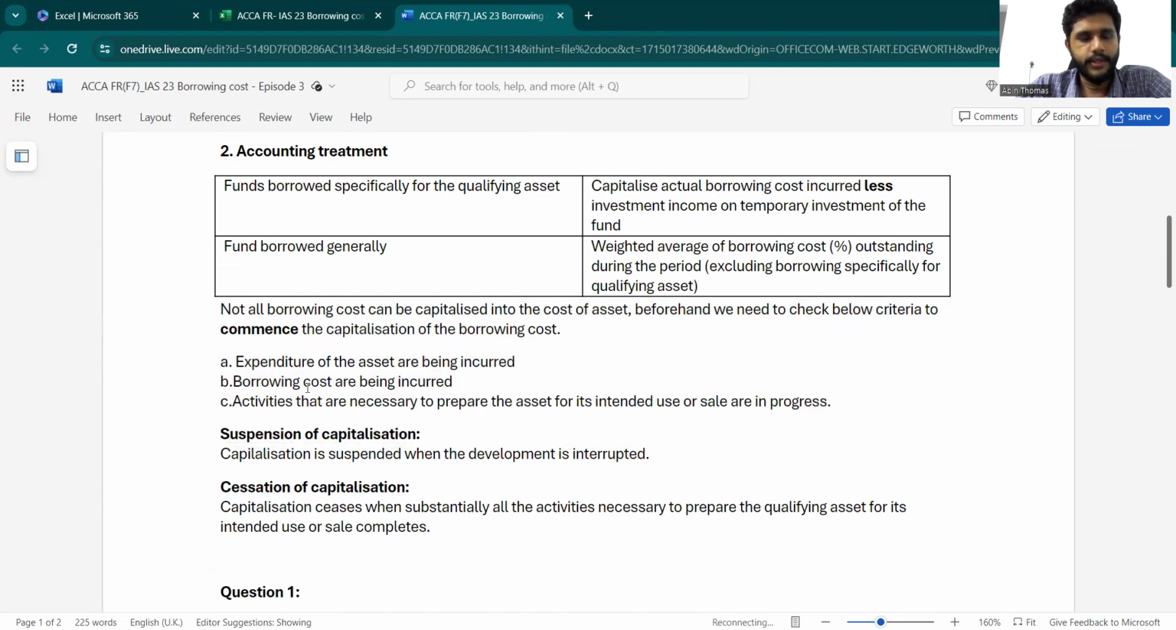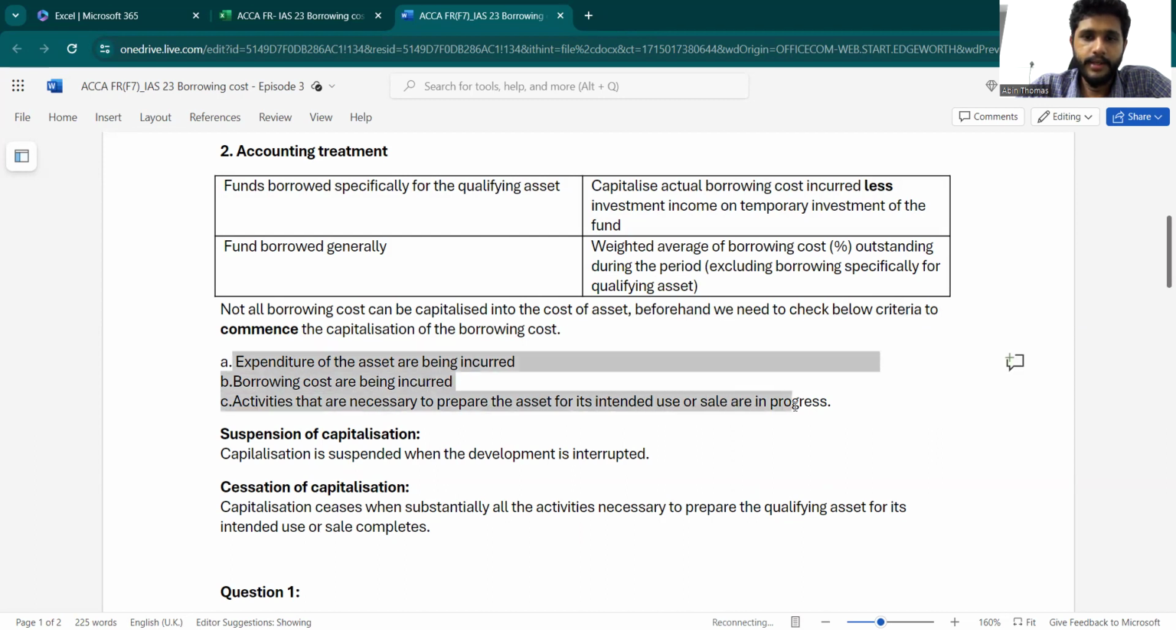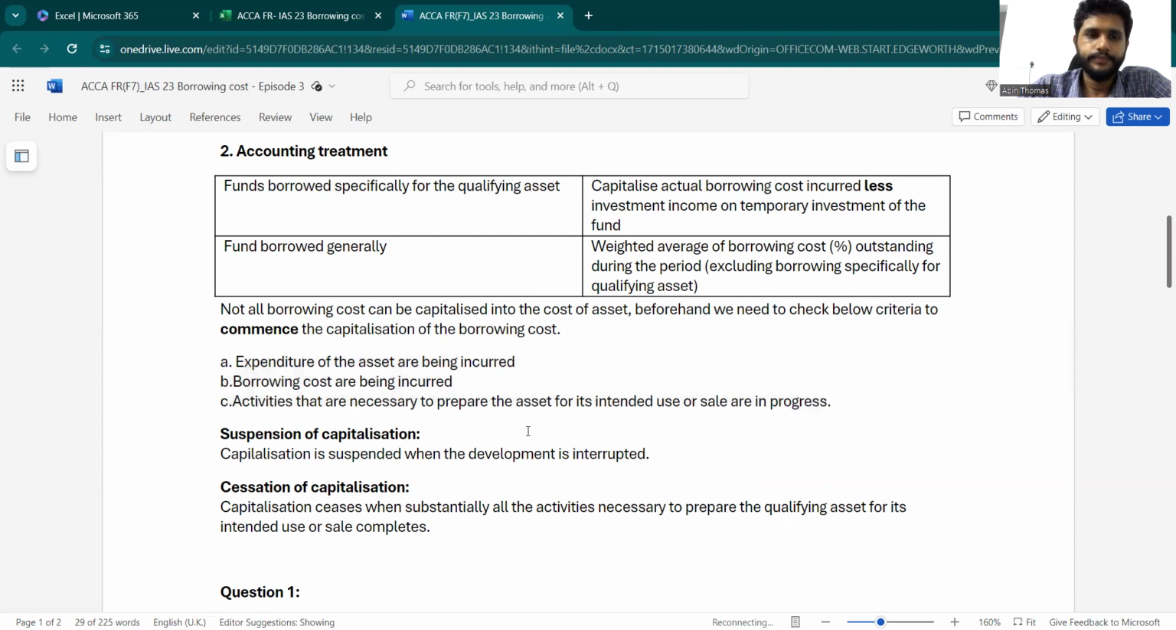The standard also says not all the borrowing costs can be capitalized into the cost of the asset. They're saying beforehand, we need to check the below criteria to commence the capitalization of the borrowing cost. These three criteria need to be met before we capitalize the interest cost of the loan we took. So we need to check these three points before we capitalize the loan. The first is that expenditure on the asset is being incurred.